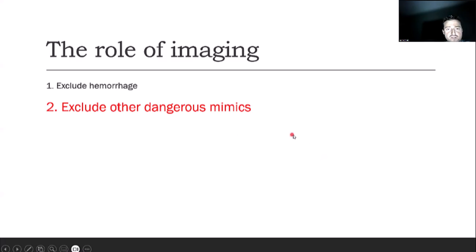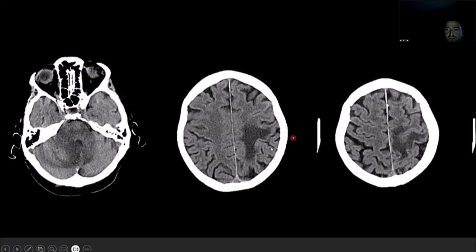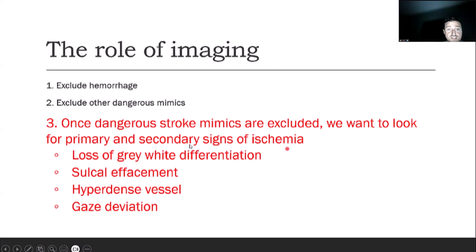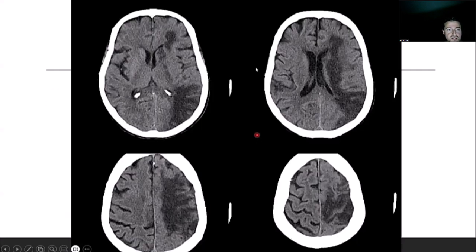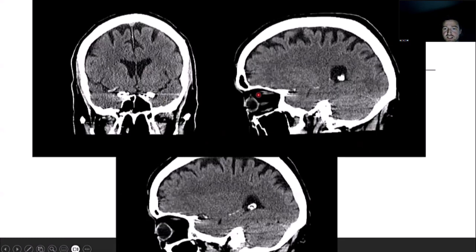We want to exclude other dangerous mimics. Mainly, we want to exclude intra-axial masses or intracranial masses that may predispose the patient to bleeding. Once these dangerous stroke mimics are excluded, we want to look for primary or secondary signs of ischemia. So we look for loss of gray-white differentiation, local sulcal effacement, hyperdense vessels, and gaze deviation. So this is obviously our sulcal effacement, loss of gray-white differentiation. This is fairly established. We typically like to see them a little bit before this.